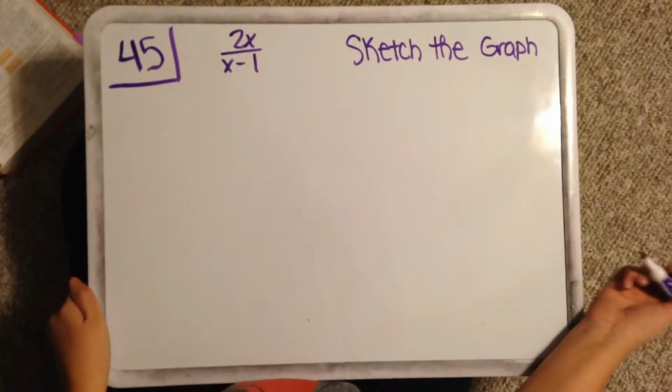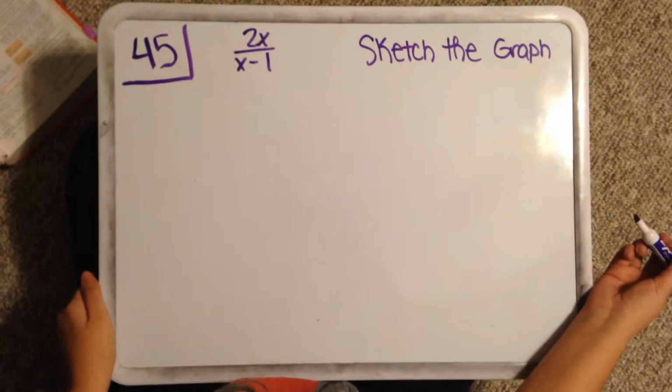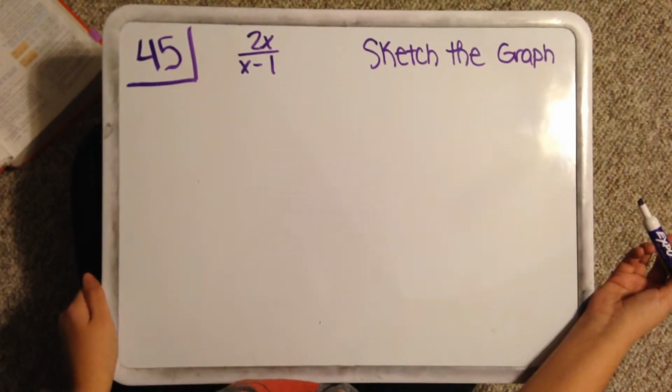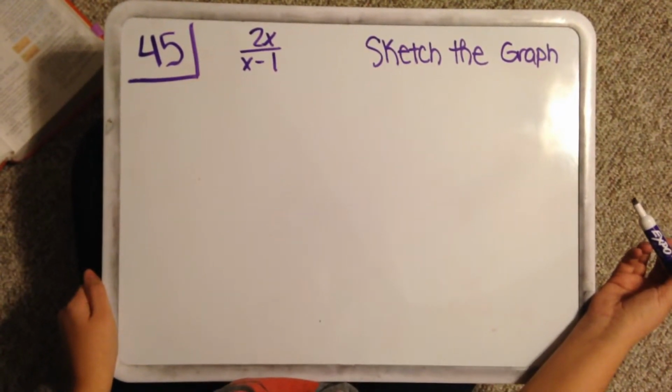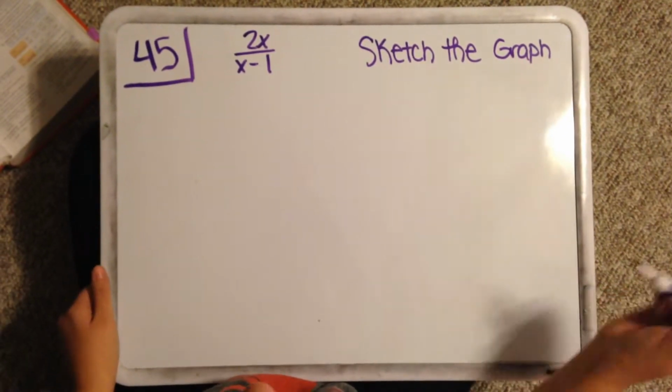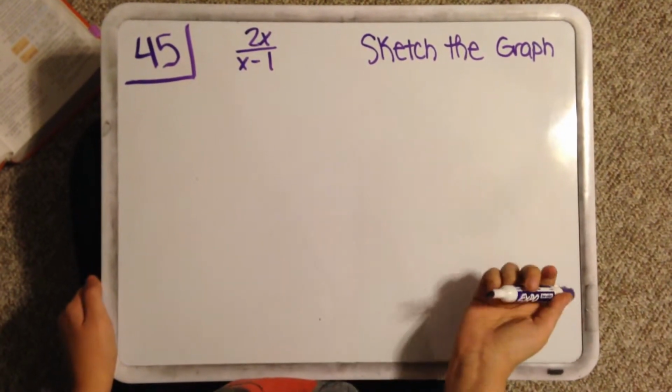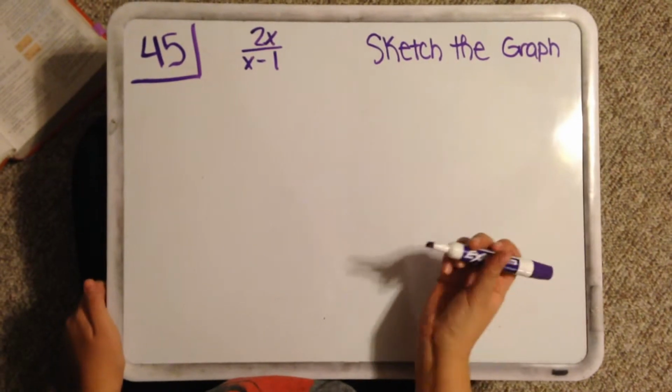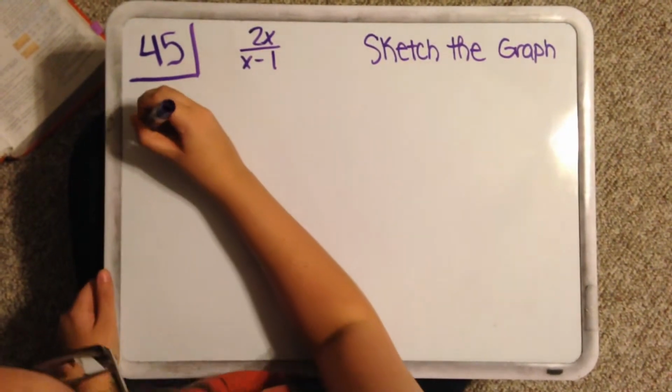Hi guys, it's Carlee again, and what we're doing now is number 45. And the problem is 2x over x minus 1, and they want you to sketch the graph. So with these, which are called rational functions, the best way to figure out what you're doing is to look at the parent function first.